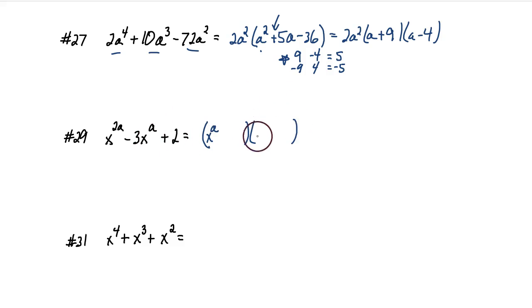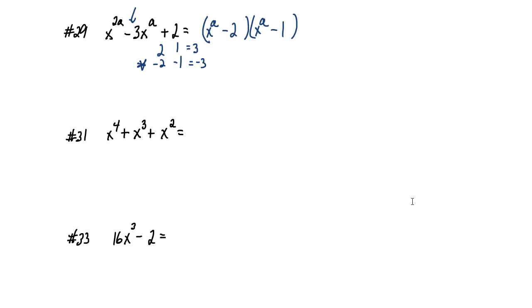X to the a times x to the a is the x to the 2a. Now we need this number and this number. We know that they multiply together to make positive 2. It could be 2 times 1, or it could be negative 2 times negative 1. Do either of these work? 2 plus 1 is 3, and negative 2 plus negative 1 is negative 3. Which one were we trying to make? We want the negative 3. So it's that pair of numbers. Fill in minus 2 and fill in minus 1.